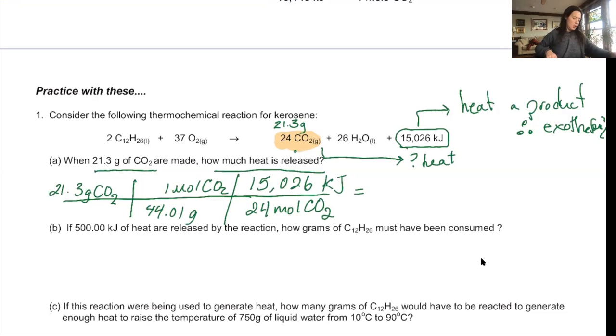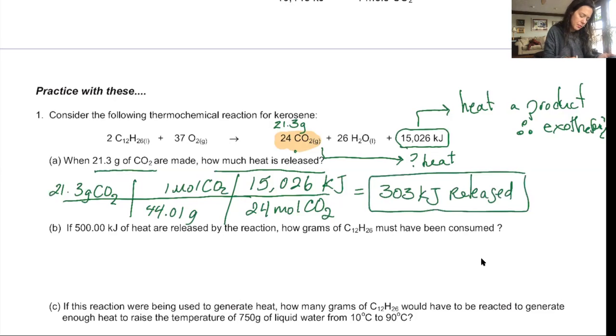So we just need to throw some numbers into our calculator, right? We've got 21.3 times 15,026 divided by 44.01 divided by 24. I forgot to put the parentheses, so I'll just divide by both. Oh, and it looks like I've got 303 kilojoules released.